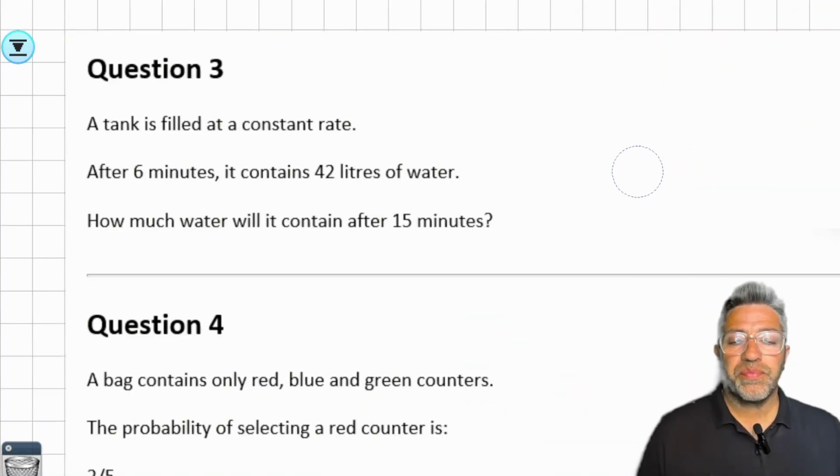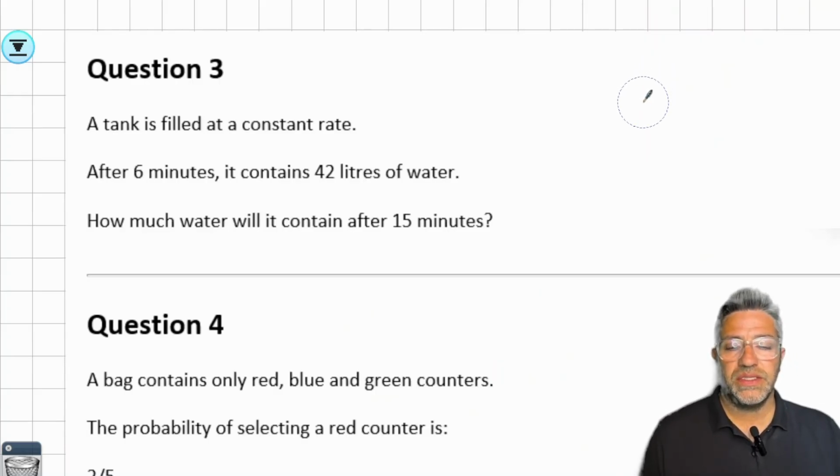Question 3. A tank is filled at a constant rate. After 6 minutes, it contains 42 litres of water. How much water will it contain after 15 minutes? There are quite a few ways of solving this problem, but personally, by working out 42 divided by 6, we know that it will be 7 litres per minute.